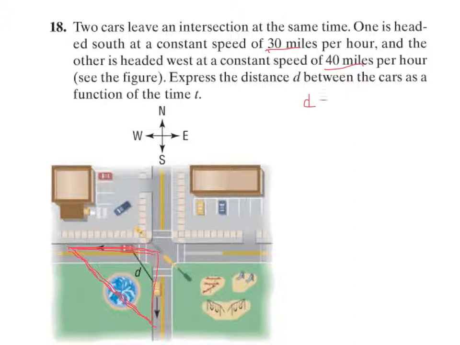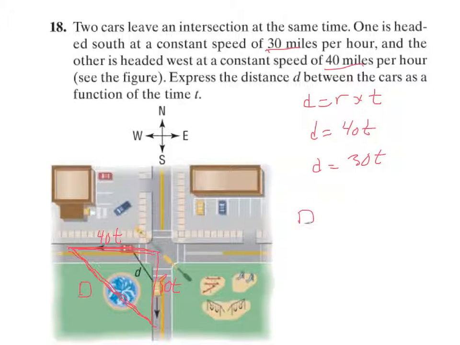So remember, distance equals rate times time, correct? So what is its rate? 40. So its distance is going to be 40t. So this is 40t right here. So what's the southbound car's distance going to be? 30t, correct? Now, what theorem could we possibly use to figure out what we need? All right, Pythagorean theorem, right? We'll call this capital D.